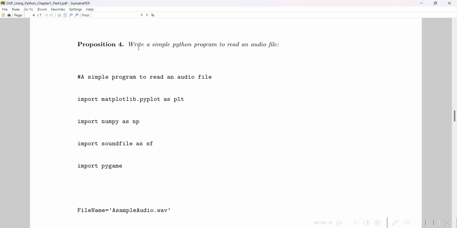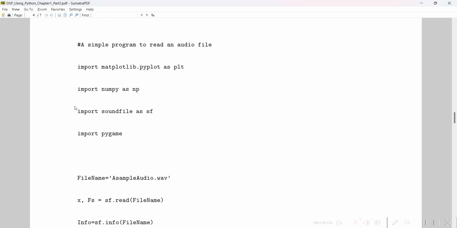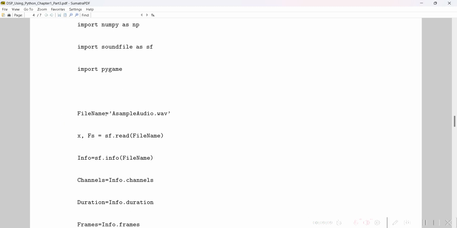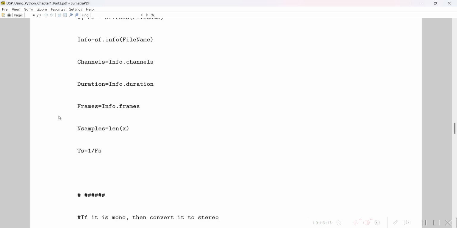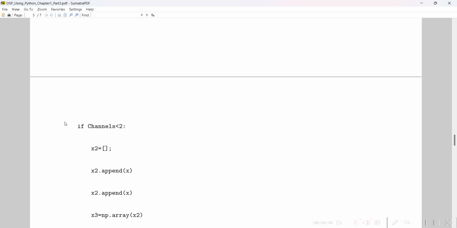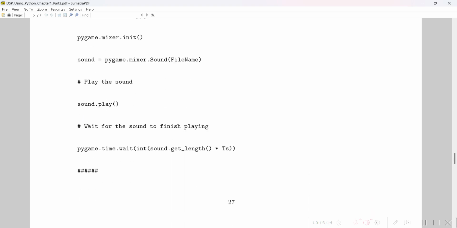Now, we are trying to write our first program in the Python environment. So, write a simple Python program to read an audio file. Here you see the details. We use some imports declared here. Just to save time, I won't explain them. Just running the program. Fast scrolling of the code to reach the end.